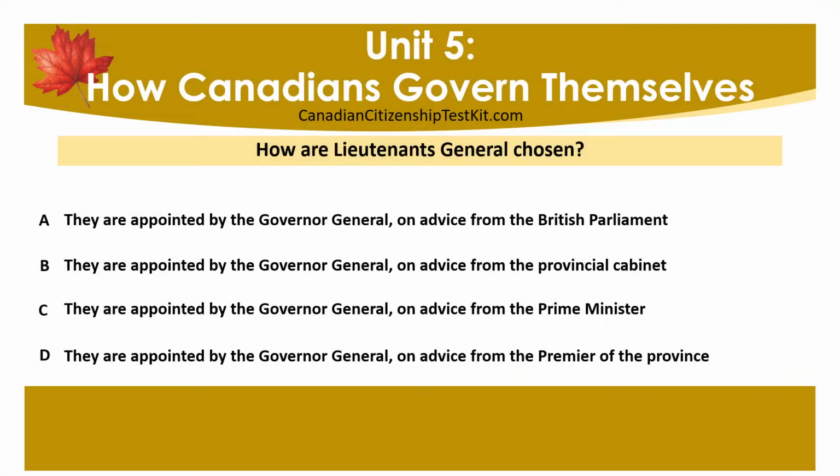How are lieutenants general chosen? A. They are appointed by the Governor-General on advice from the British Parliament. B. They are appointed by the Governor-General on advice from the Provincial Cabinet. C. They are appointed by the Governor-General on advice from the Prime Minister. D. They are appointed by the Governor-General on advice from the Premier of the province.